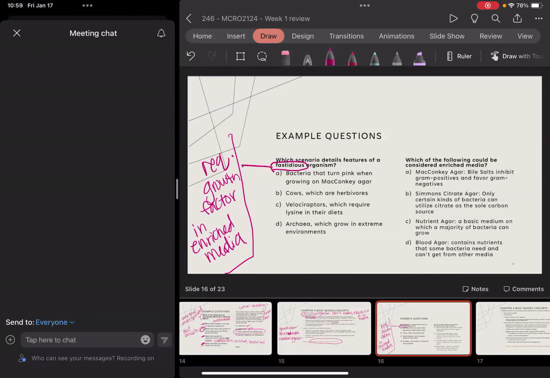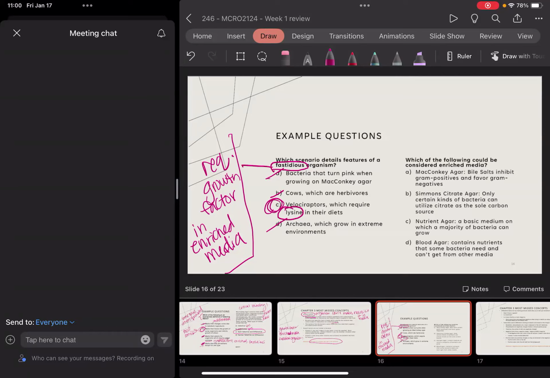Bacteria that turn pink when they grow on McConkey agar, cows, which are herbivores, velociraptors, which require lysine in their diets. So that would make that a growth factor, wouldn't it? They have to have it added into their diets. They would be living, just Jurassic Park. And then archaea, which grow in extreme environments. Only one of these scenarios talks about the organism requiring something being added into their diet, and that is C. So that's the only correct answer here. The other ones don't talk about a specific nutrient required to be added to their diet that they can't make for themselves, okay?